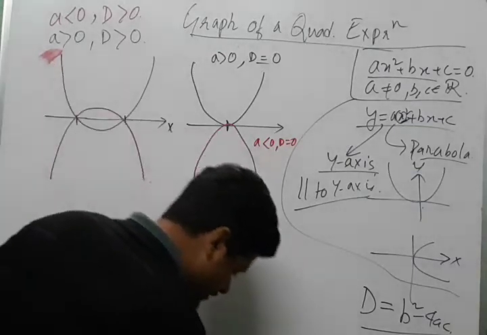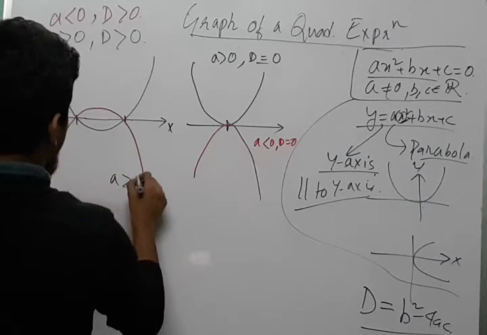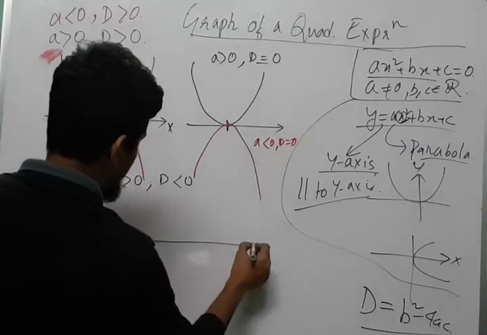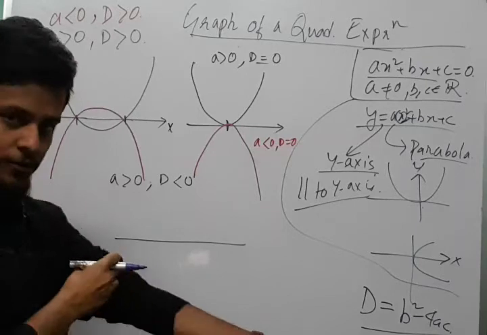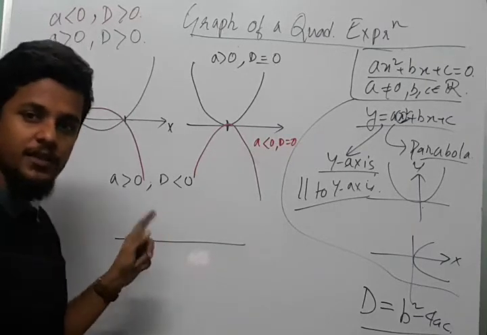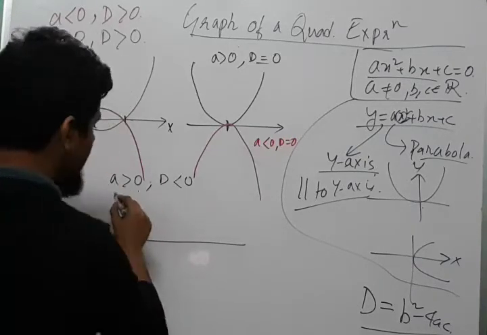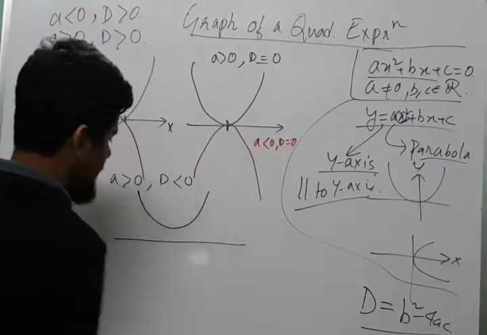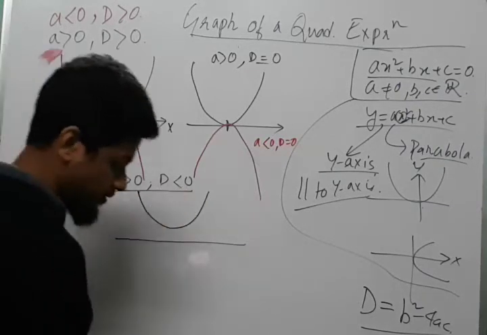The next case we'll concentrate on is what happens when a is greater than 0 and D is less than 0. Suppose this is the x-axis. D less than 0 means there are no real roots, so the curve neither touches nor intersects the x-axis. It will be somewhere above, and since a is greater than 0, it will open upwards. The graph will look somewhat like this.